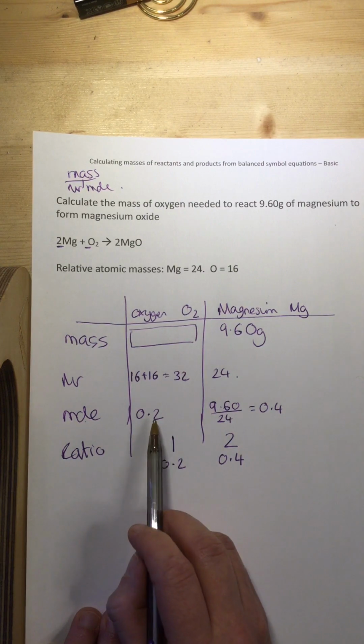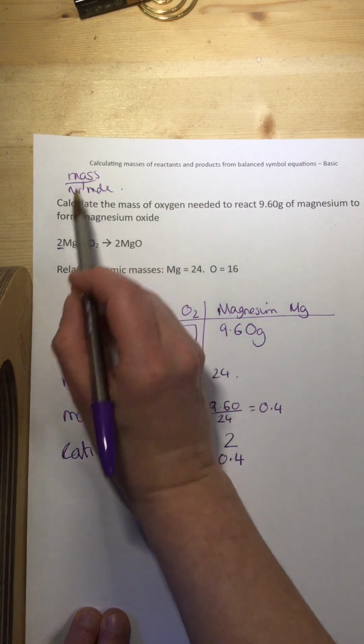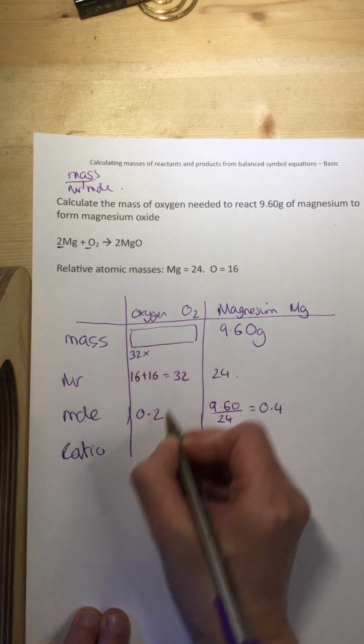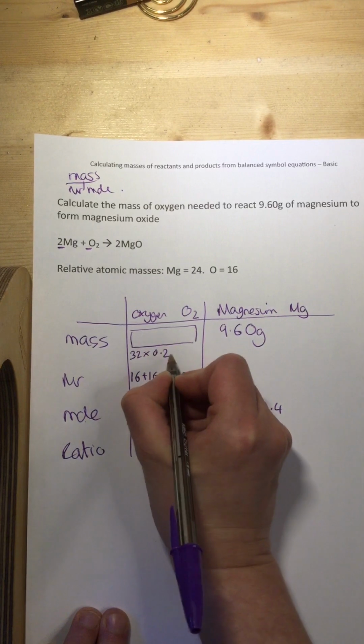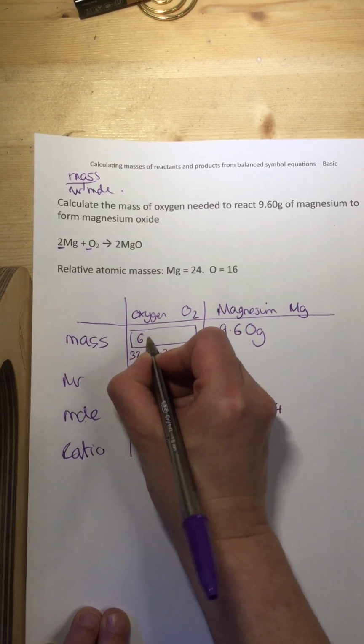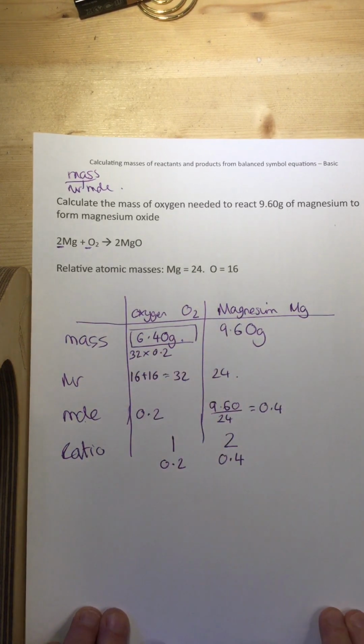So 0.2 moles of oxygen, I know the Mr is 32, so to do my mass, it's Mr times by mole, so it's 32 times by 0.2, and if I put that in my calculator, I end up with 6.40 grams, and that's my answer.